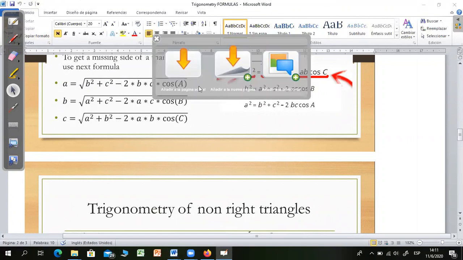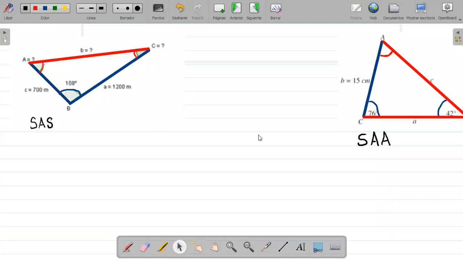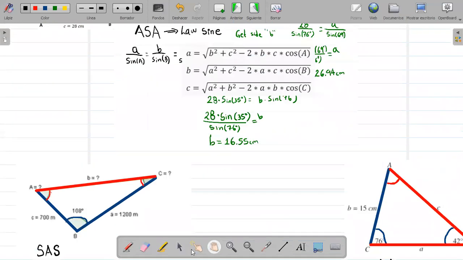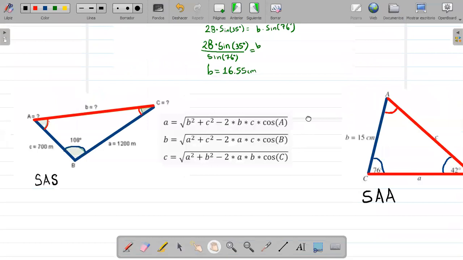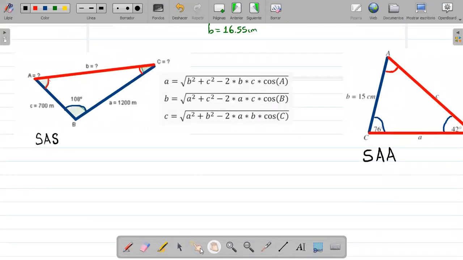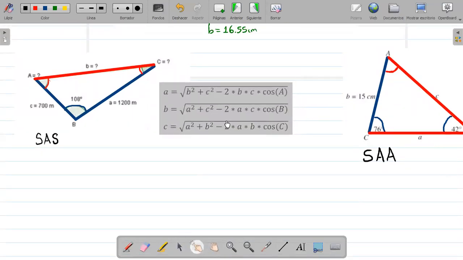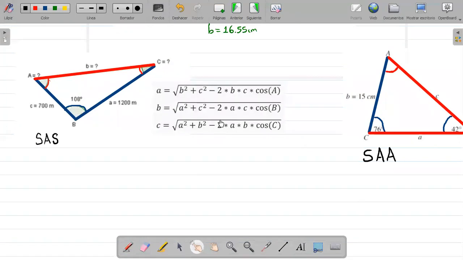Let me move those to our space. I think those formulas are over here. There, yes, there we have it. So as you can see here, we have these three formulas, like I was saying, or probably the other three formulas related with the angles.